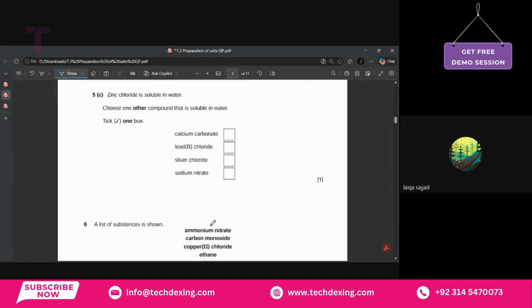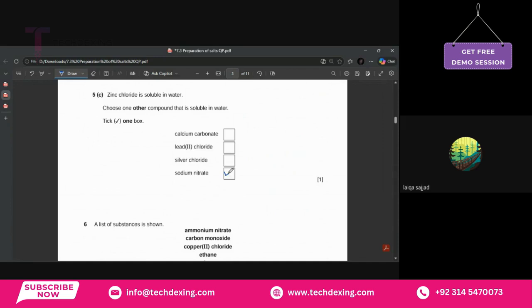Zinc chloride is soluble in water. Choose one other compound that is soluble in water. Calcium carbonate, lead chloride, silver chloride, or sodium nitrate. Which of these is soluble in water? It is sodium nitrate. Very good.